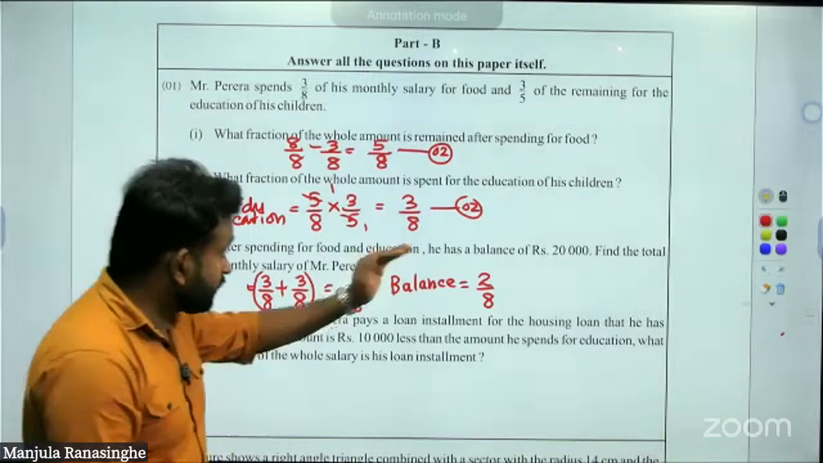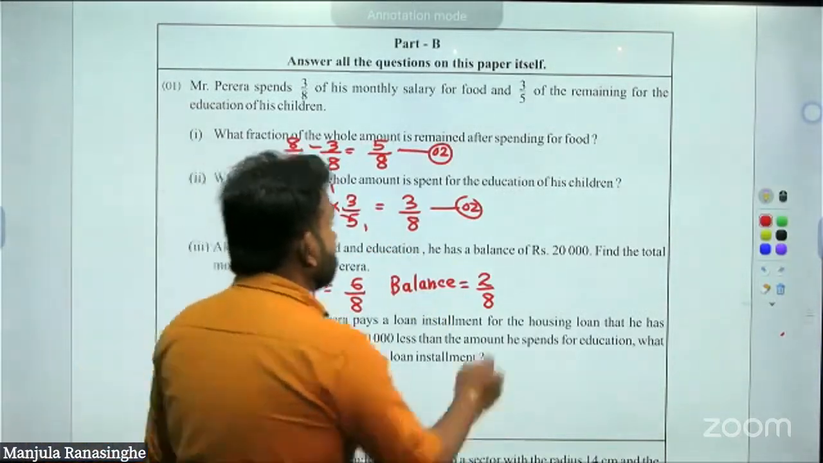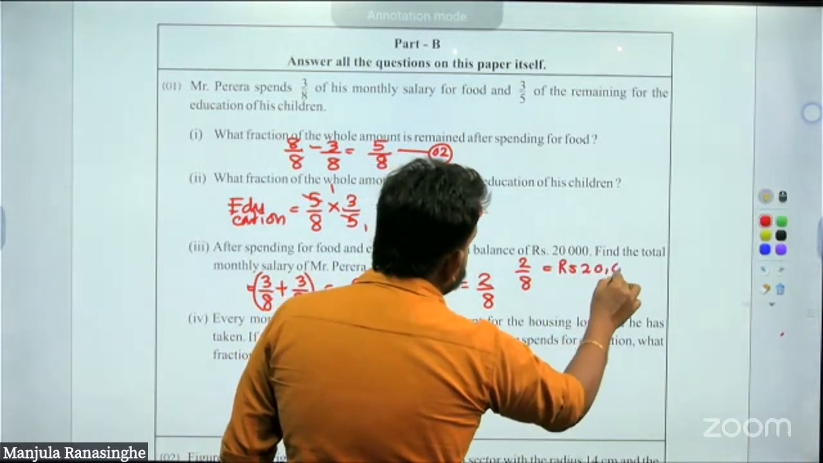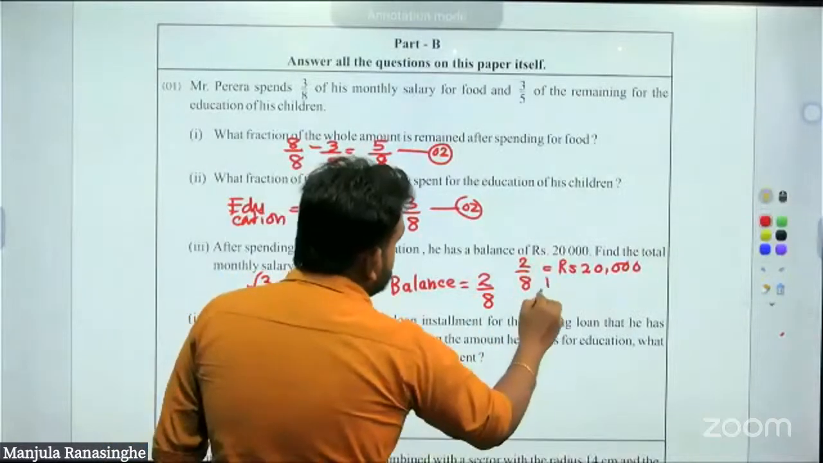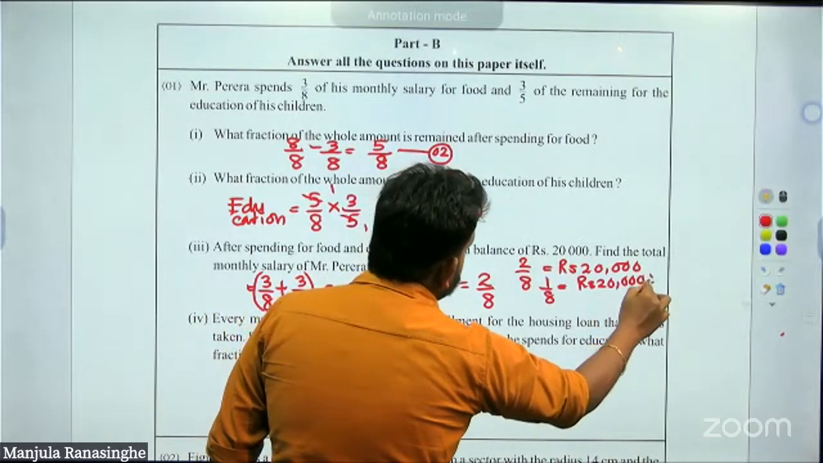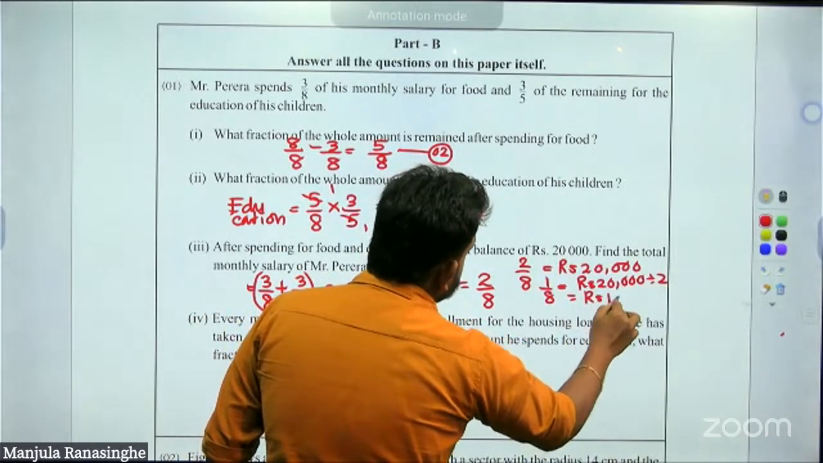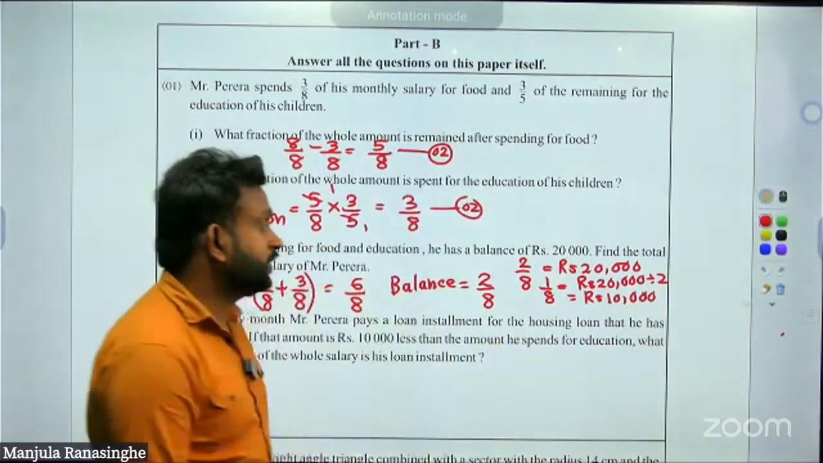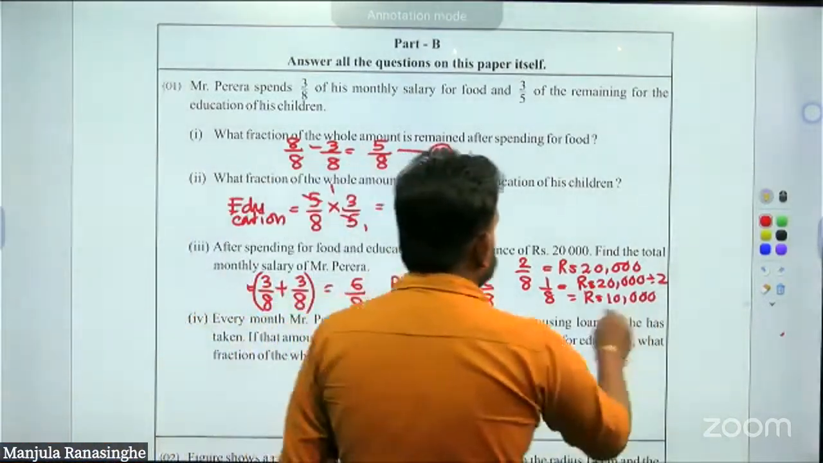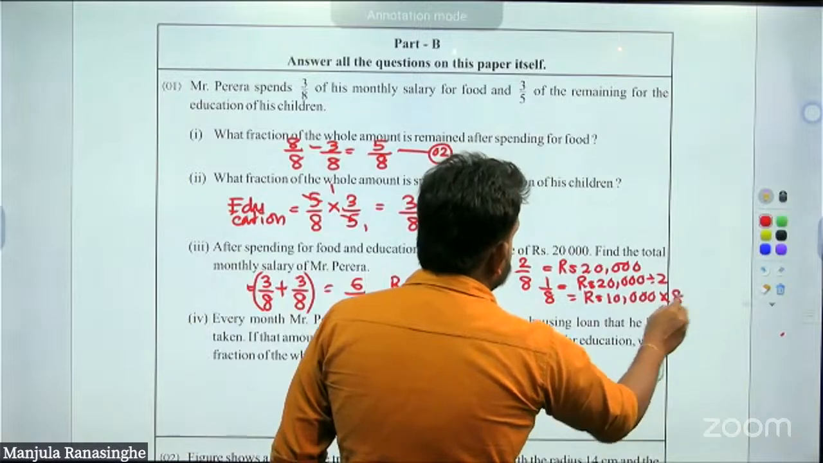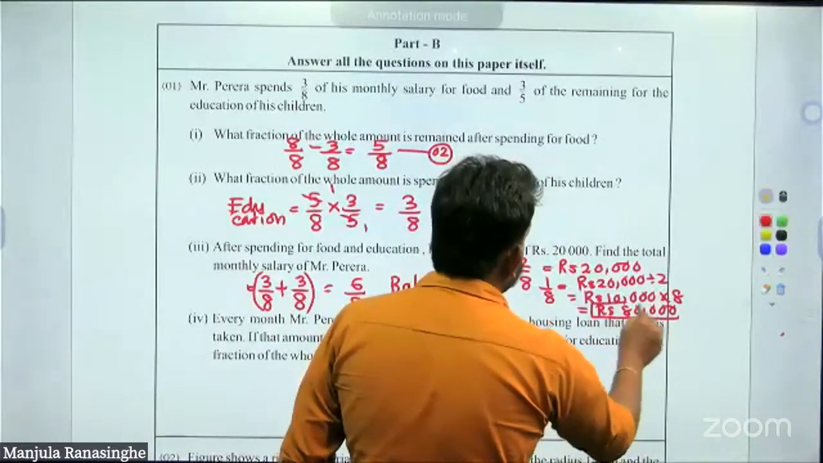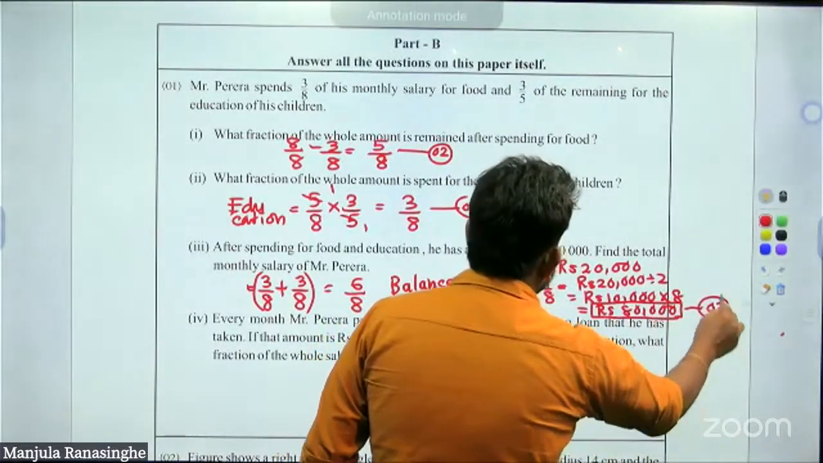Okay. Now as a fraction 2 upon 8, that 2 upon 8 was the balance as an amount, equal to rupees 20,000. That is 2 upon 8 parts. Then you can take 1 upon 8 part by just dividing by 2, 20,000 divided by 2. That gives you rupees 10,000. That is, 1 upon 8 part is 10,000. Then total means such 8 parts, so 10,000 into 8 gives you rupees 80,000, which is the total salary.